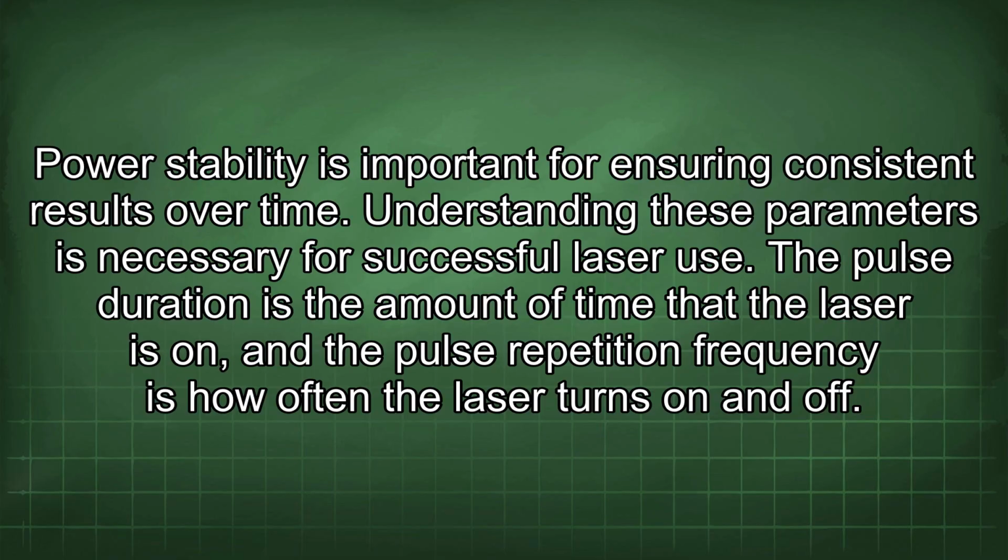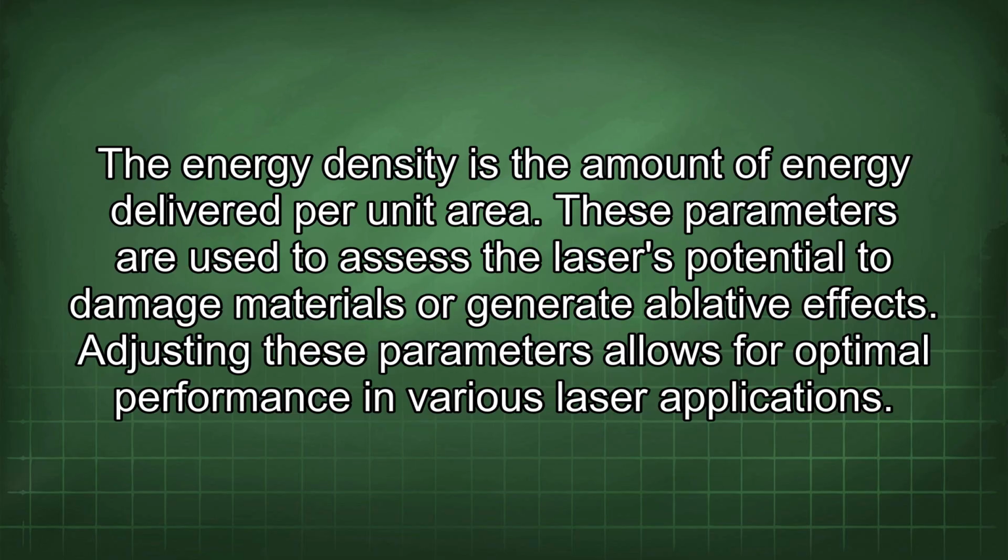The pulse duration is the amount of time that the laser is on, and the pulse repetition frequency is how often the laser turns on and off. The energy density is the amount of energy delivered per unit area. These parameters are used to assess the laser's potential to damage materials or generate ablative effects. Adjusting these parameters allows for optimal performance in various laser applications.